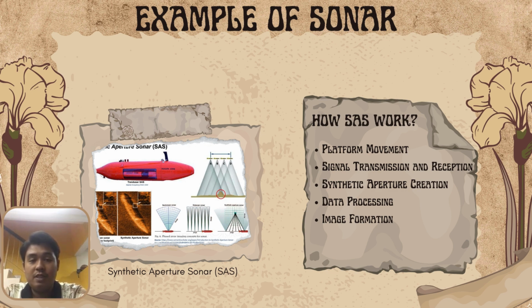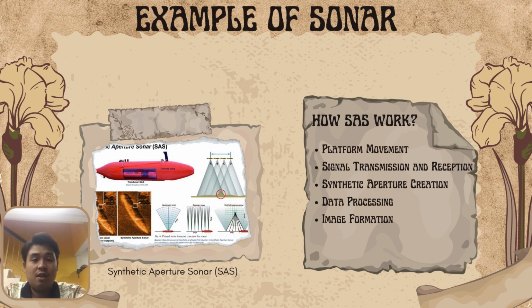Next, I'm going to present to you examples of sonar. Firstly is synthetic aperture sonar, SAS. SAS is an advanced form of sonar technology which is used for imaging and mapping underwater. It combines the principles of synthetic aperture radar (SAR) with sonar technology to create high resolution images of the sea floor and underwater objects.